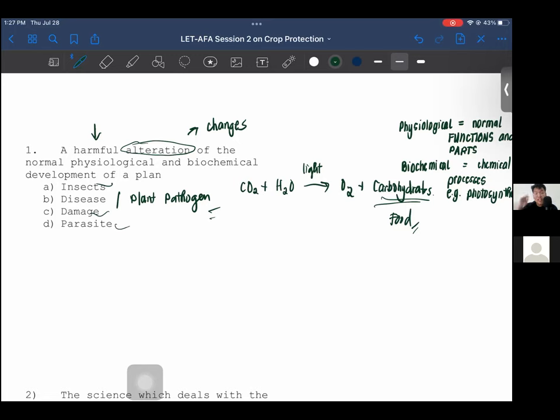So yeah. Later, we will see a lot of disease. I will be showing you pictures of the different diseases in plants. Tas ayun, doon natin makikita kung paano na-alter ang photosynthesis. Kung paano naapektuhan ng mga diseases ang ating halaman. So, yun. Next.